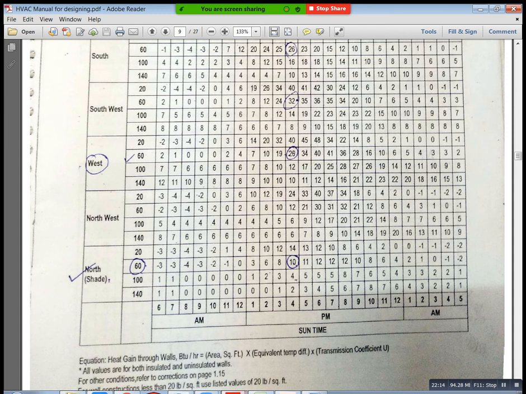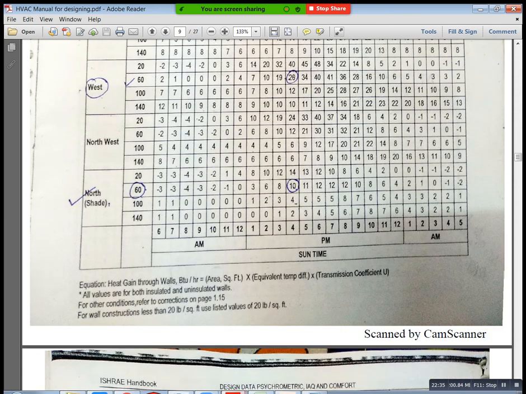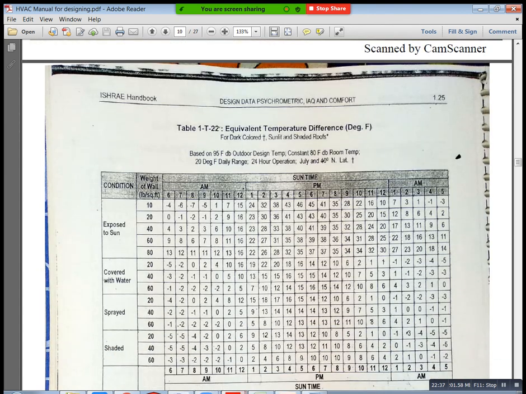At the same time, you can go here. Which type of wall is this? Exposed to the sun. Now you can select this one, exposed to the sun, 60 lb weight of wall, and at the same time peak time 4. These three conditions you can see. Peak time 4 means you can see 35 is there. This 35 is the equivalent temperature difference.